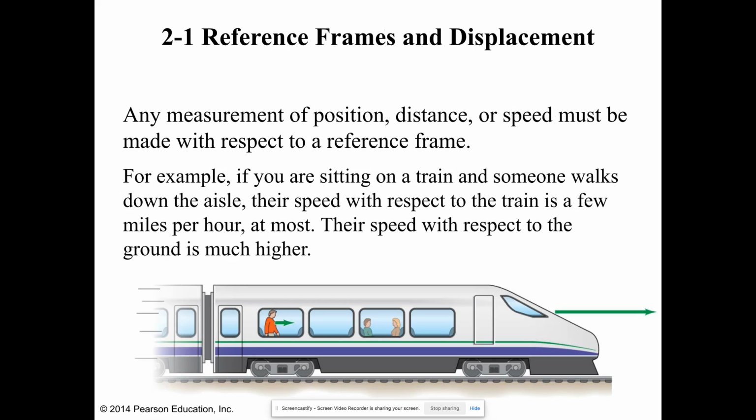So any measurement of position, distance, or speed must be made with respect to the reference of where you're at. So if we were on a train, right, and you're sitting still inside the train, the person sitting across from you will seem like they're sitting still. But if you're outside the train, man, it looks like you're really moving fast. And so they give this example. There's two people sitting across from each other.